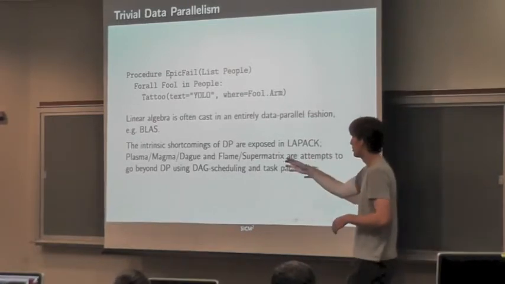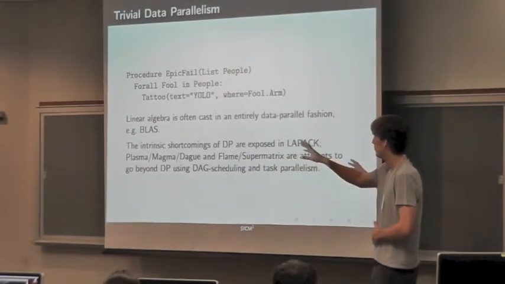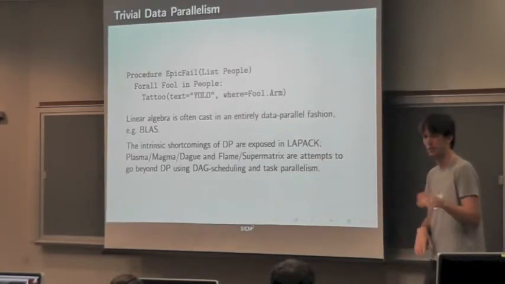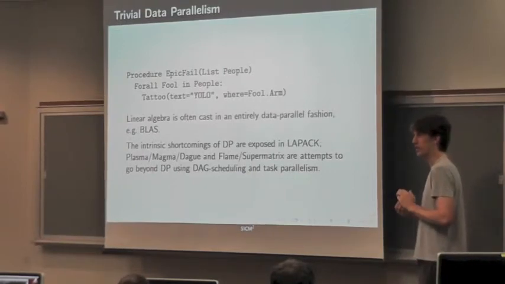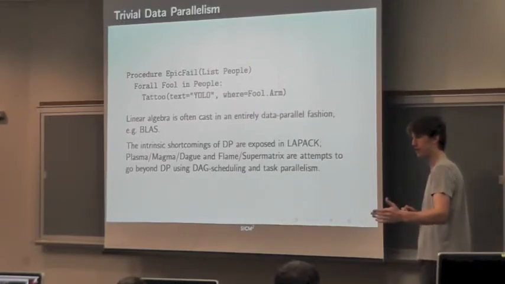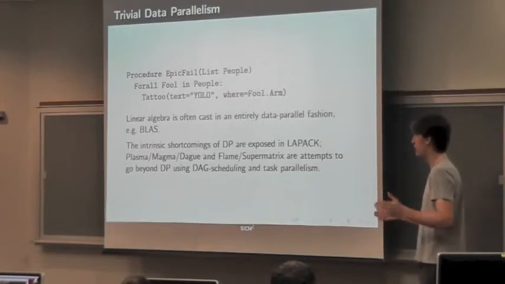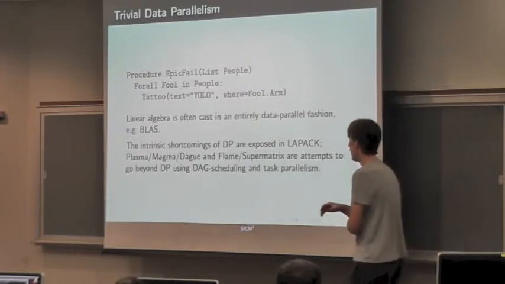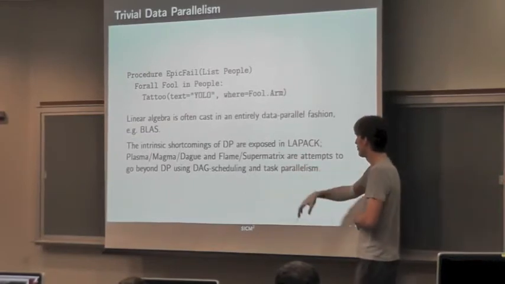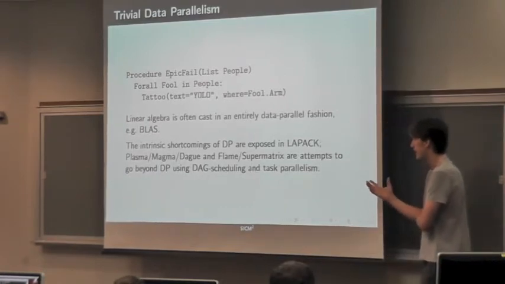The Tennessee group has this project, Plasma, Magma, and DAGuE. Plasma is multi-core, Magma is GPU, and DAGuE is a DAG scheduler. They renamed it Parsec, but Parsec is a triply overloaded term. You have to be very careful with Google, because there's a Berkeley electronic structure code named Parsec, and there's a Princeton multi-threaded benchmark called Parsec. Even if you type in a whole bunch of keywords, you still get the wrong thing. Anyway, DAGuE is a DAG scheduler, which is really implementing task parallelism. There's a similar project out of Texas called FLAME and SuperMatrix that does the same thing, and they're trying to go beyond data parallelism in dense linear algebra.